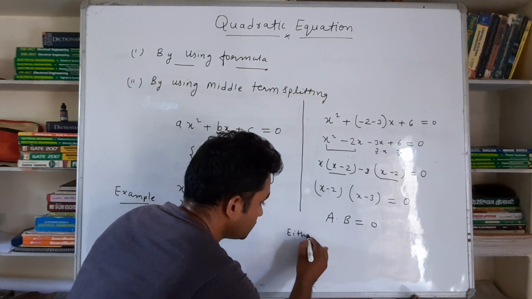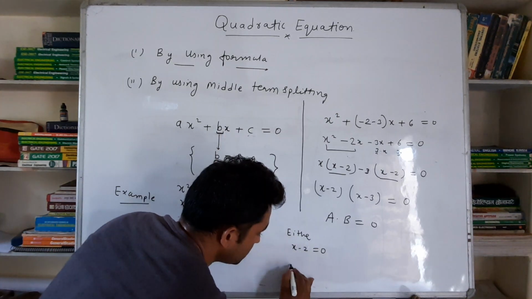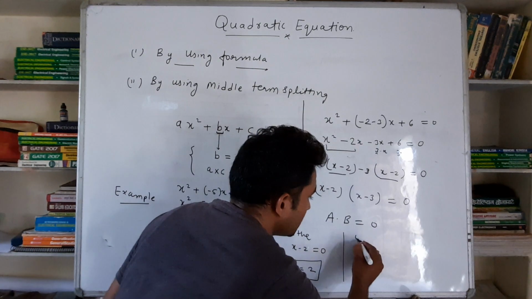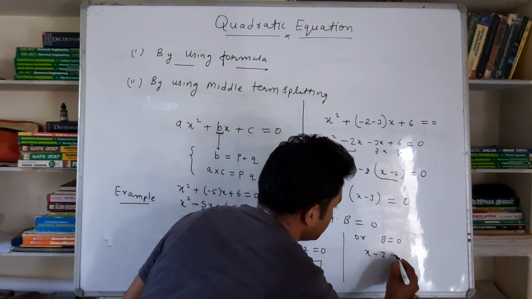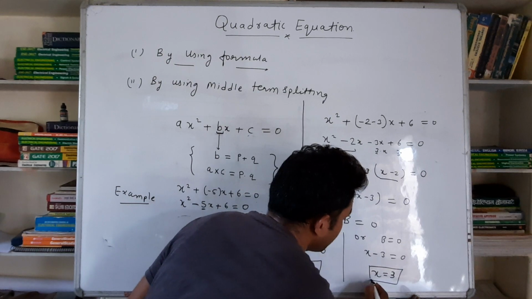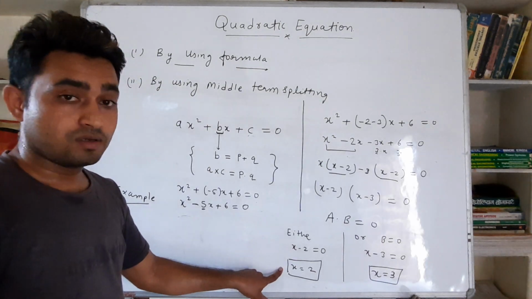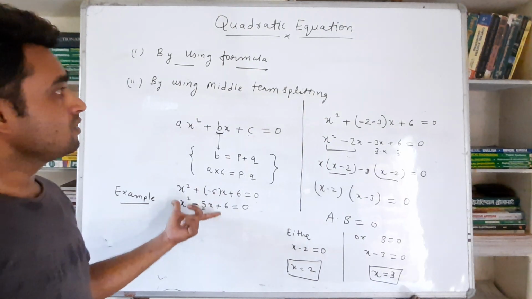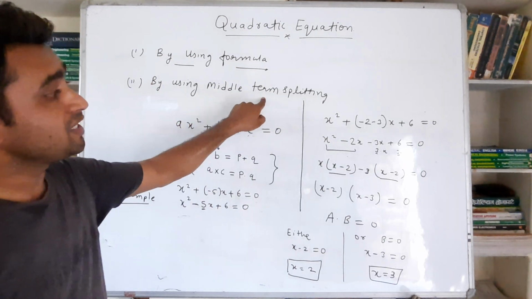If a equals 0, it means x minus 2 equals 0, so x equals 2 is one solution. Or if b equals 0, then x minus 3 is equal to 0, so x equals 3 is our second solution or root of the quadratic equation. So friends, in this way we can easily find the roots. You can say root, solution, or zeros of the equation or polynomial. This is the way according to which the middle term splitting method works.